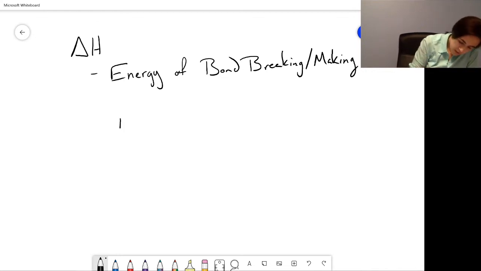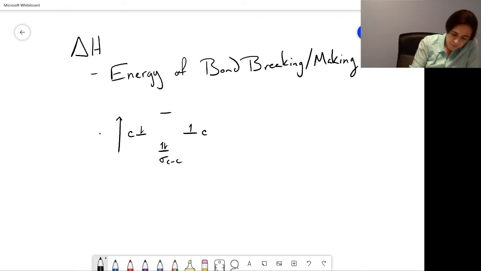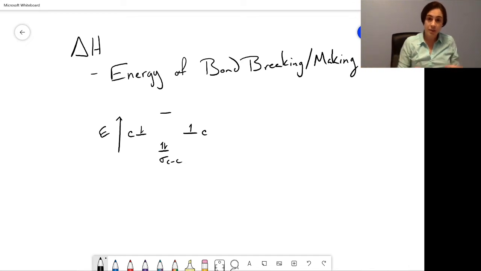Hopefully you guys remember seeing this diagram, talking about two atoms coming together to form a new bond. As their orbitals start to interact, you decrease the energy, you make it something more stable, releasing energy into the system.